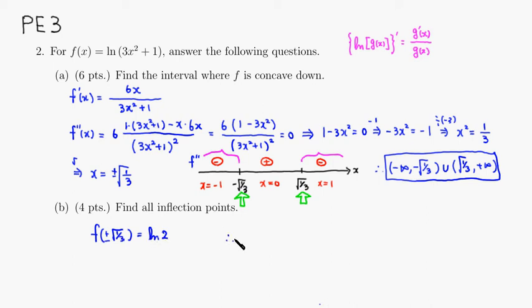So the inflection points: the first one would be negative square root of 1/3, comma, natural log of 2, and the positive one, plus or minus square root of 1/3, natural log of 2. So there are two inflection points. Alright, that's it. I hope that this was clear.